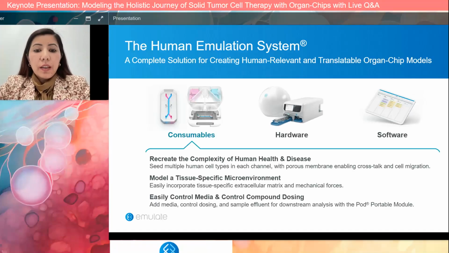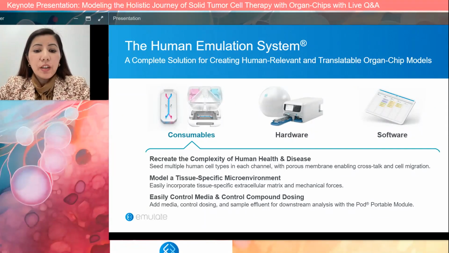So now, at Emulate, we haven't just designed the chip, we have created a complete user-friendly solution, which we call the human emulation system, that combines the consumable, the hardware, and the software, so researchers can create human-relevant and translatable organ chip models, regardless of their experience with advanced cell culture techniques.